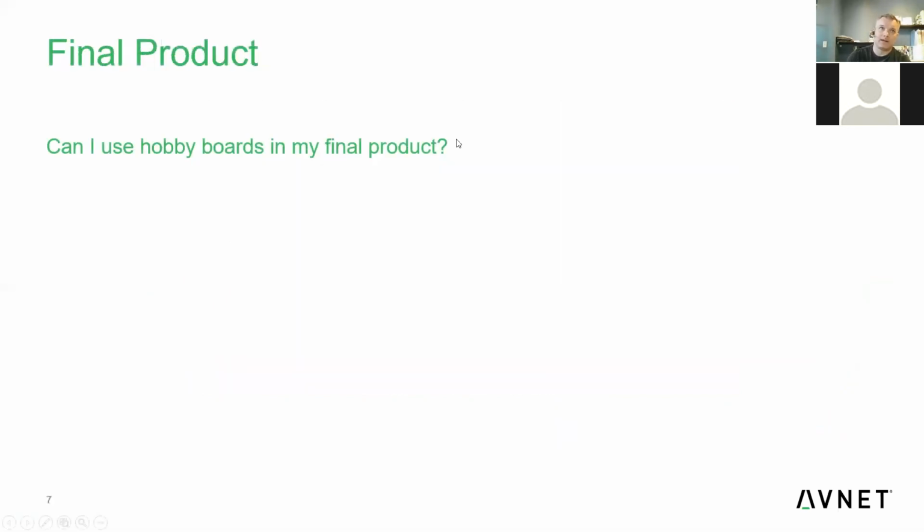So from a final product perspective, this is the big question I always get, right? And we see this quite commonly: can I use a hobby board in my final product? So the Raspberry Pi is probably one of the most common ones that we see. Or it could be an Adafruit with an ESP8266, which is very popular, and ESP32. Can I use those solutions in my final product? It's not a question that is easily answered. It really depends. But I will tell you that the intent of a lot of those products is not for them to be in final products.